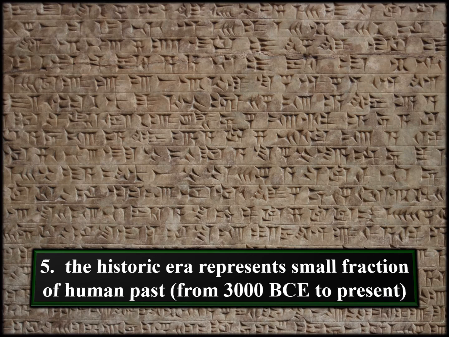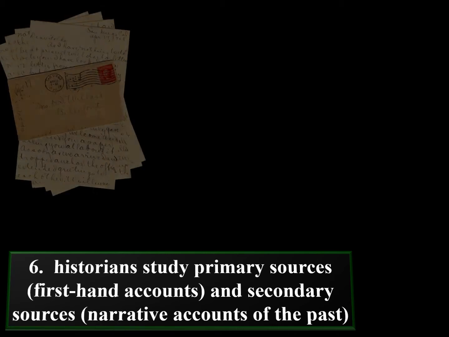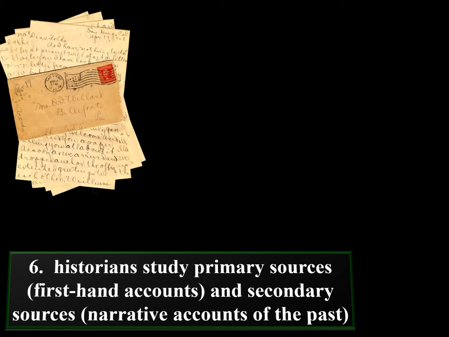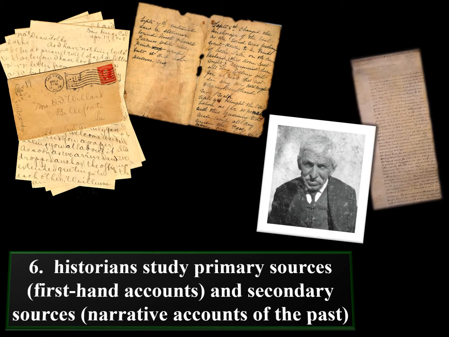The historic era represents a small fraction of the human past, from around 3000 BC to the present day, which is relatively a short amount of time. Historians study primary sources, first-hand accounts, and secondary sources, narrative accounts of the past. First-hand accounts would be things like letters and diaries that were kept from a time period. Secondary sources are things like your textbook.